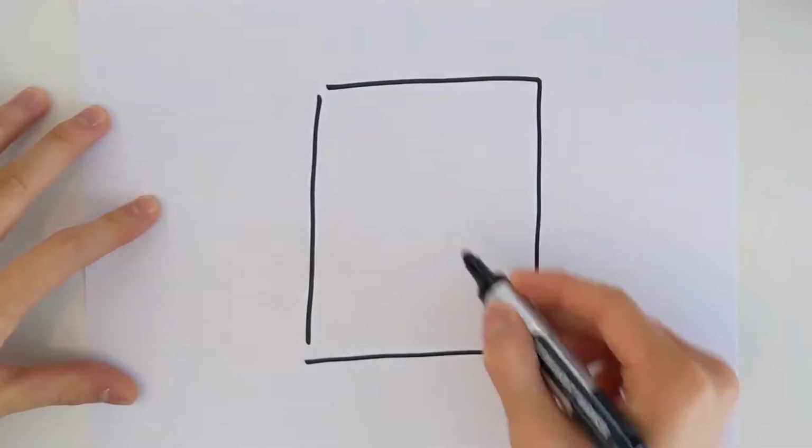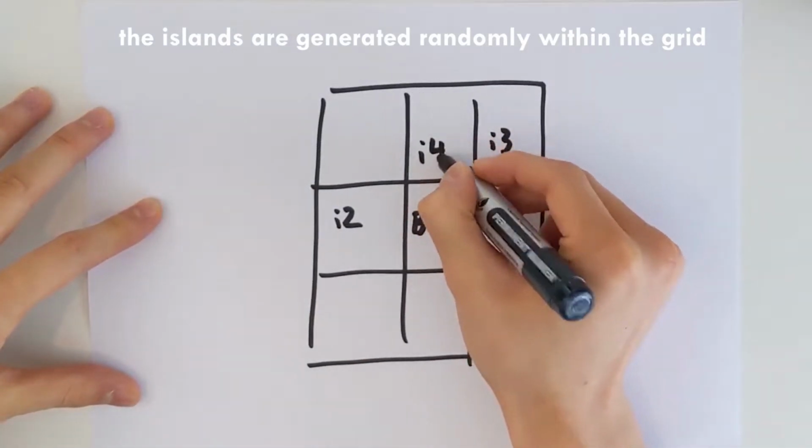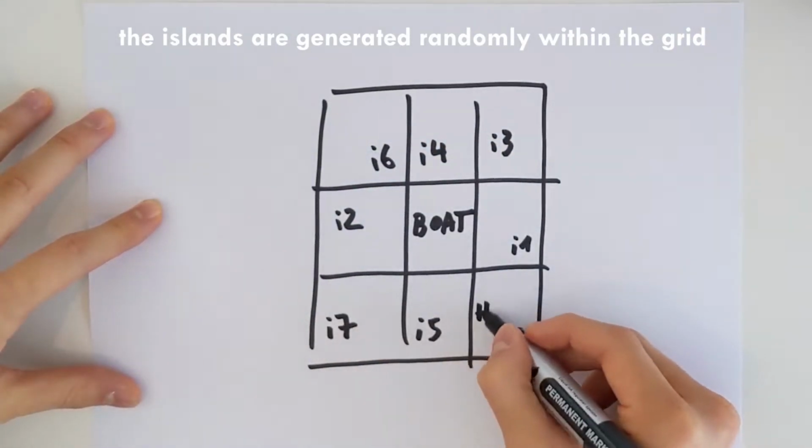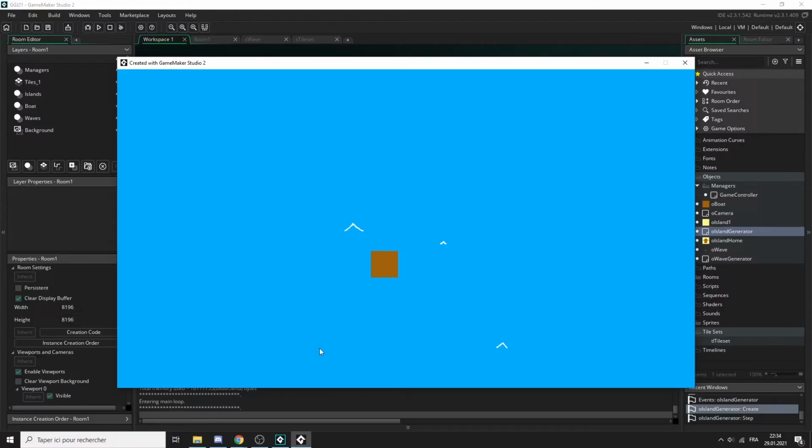I then split the map into 9 zones in the form of a 3x3 grid. The player spawns in the zone in the middle, and the remaining zones contain each one island that is created somewhere within its zone. I also implemented some waves popping around the player to make it easier to situate the boat in space. Then I added the home island, which leads to the victory screen if we collide with it.